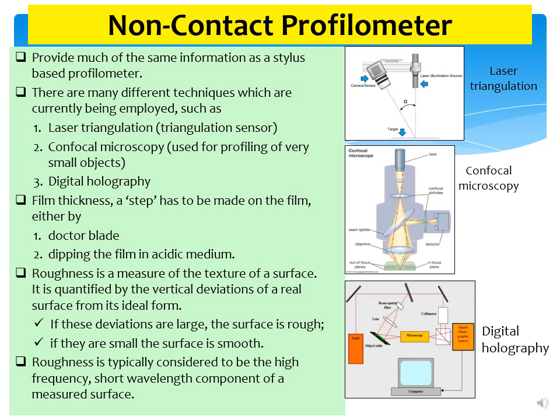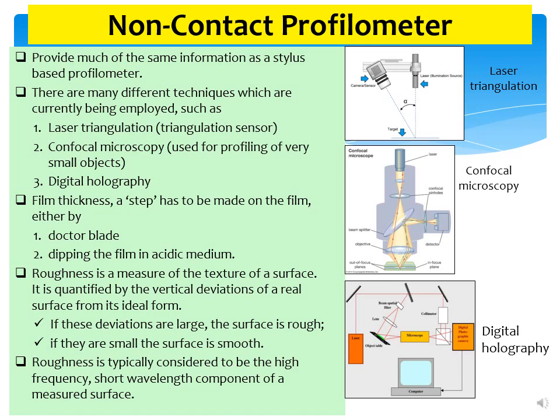In order to measure the film thickness, a step has to be made on the film, either by doctor blade or by dipping the film in acidic medium. During measurement, the stylus is scanned over the step at various positions, and the average step height gives the film thickness.